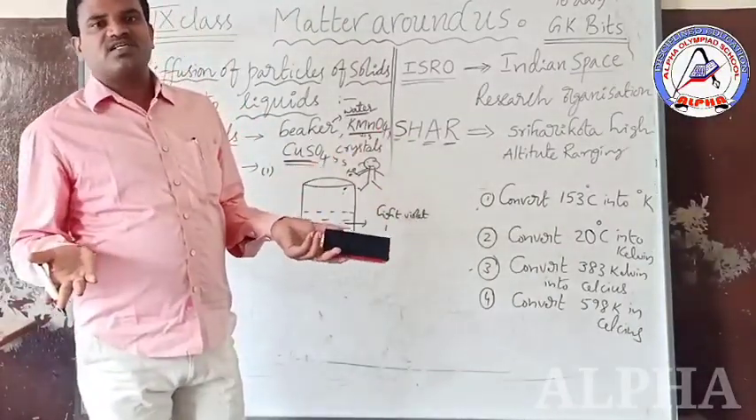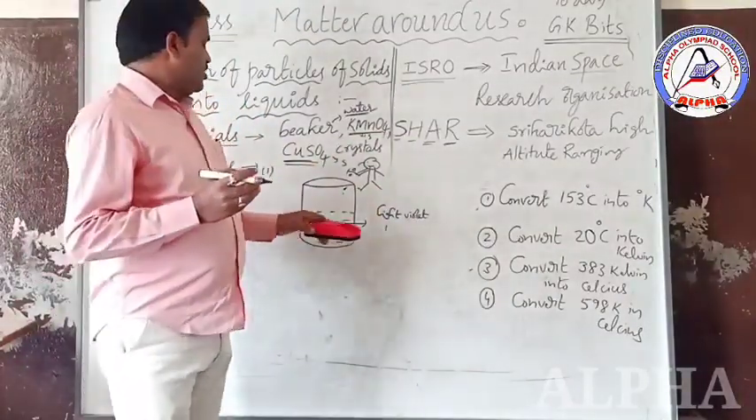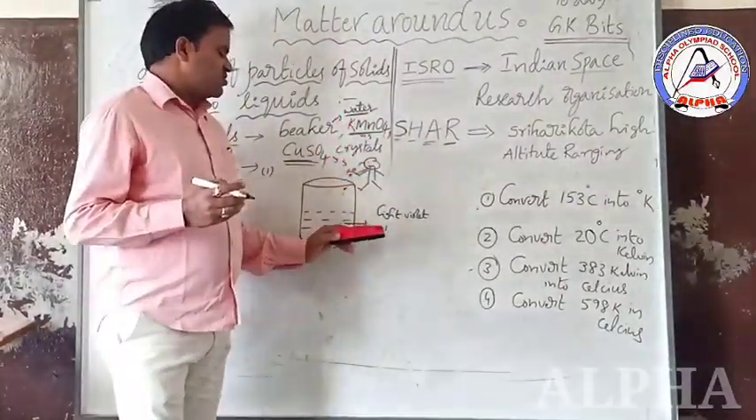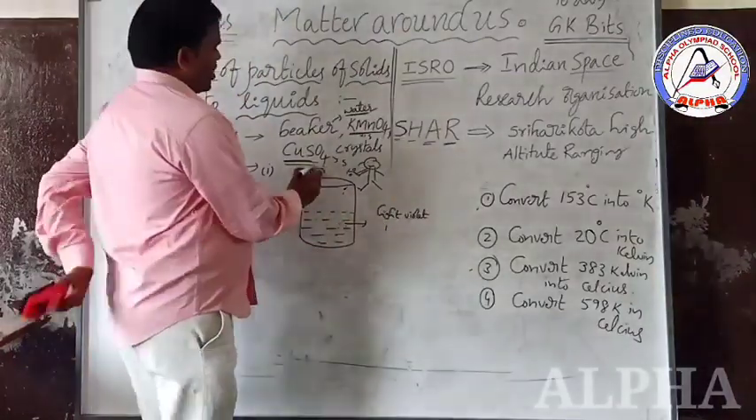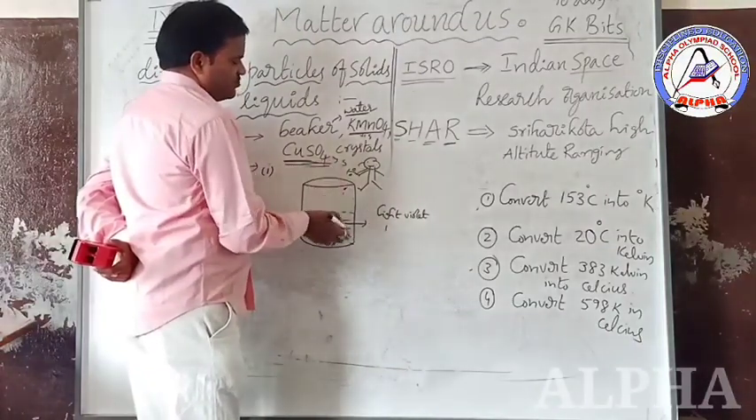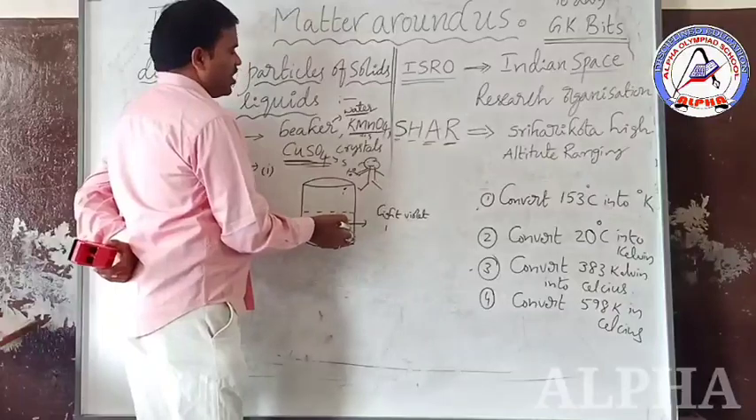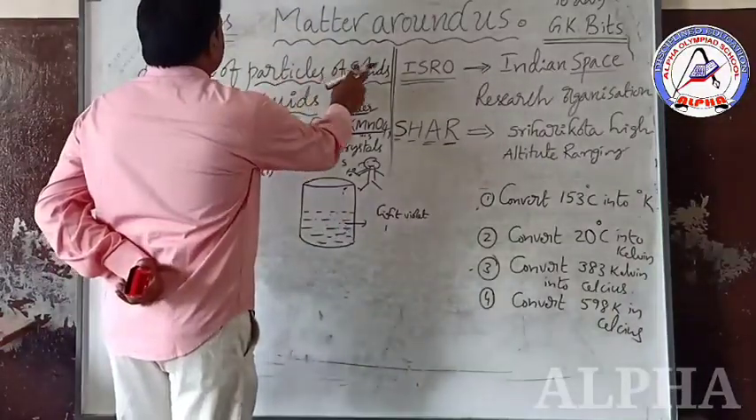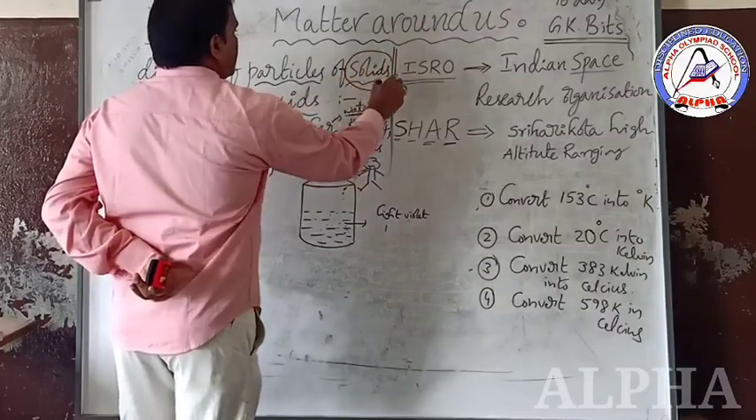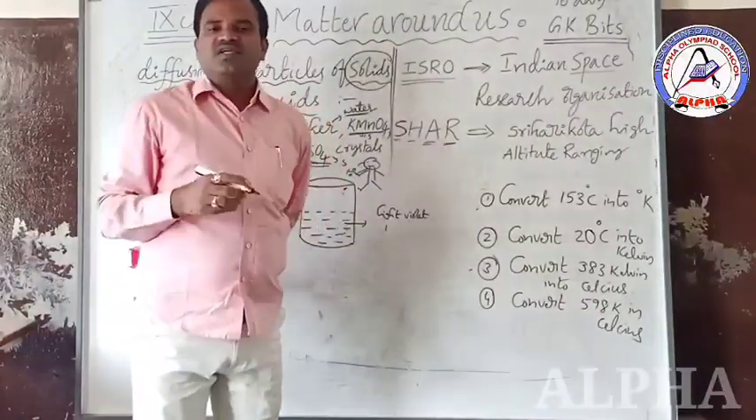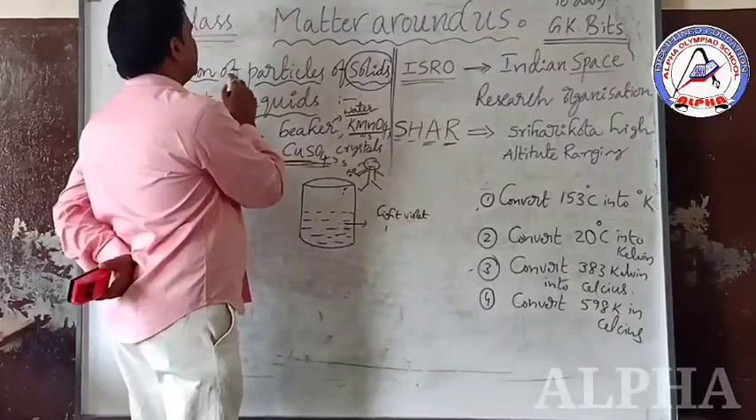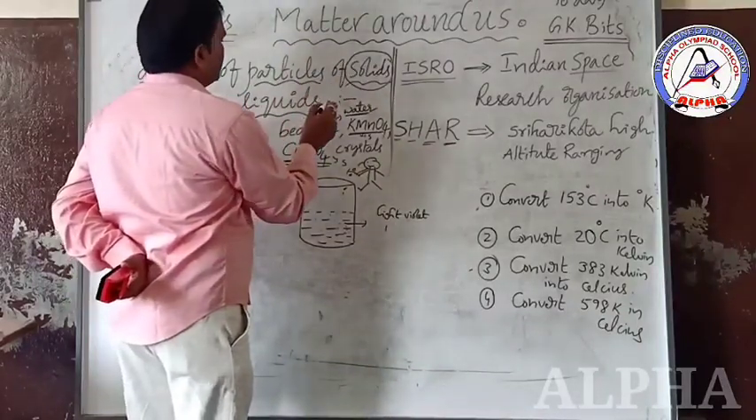The movement of the particles in liquids and gases. So here the movement of the copper sulfate particles in liquids is going on. That's why copper sulfate crystals are dissolved in water. That means they are diffused into water. So this is the diffusion of particles of solids into liquids. Yesterday we discussed the diffusion of liquids and the diffusion of gases only. But today we learned about the diffusion of particles of solids into liquids.